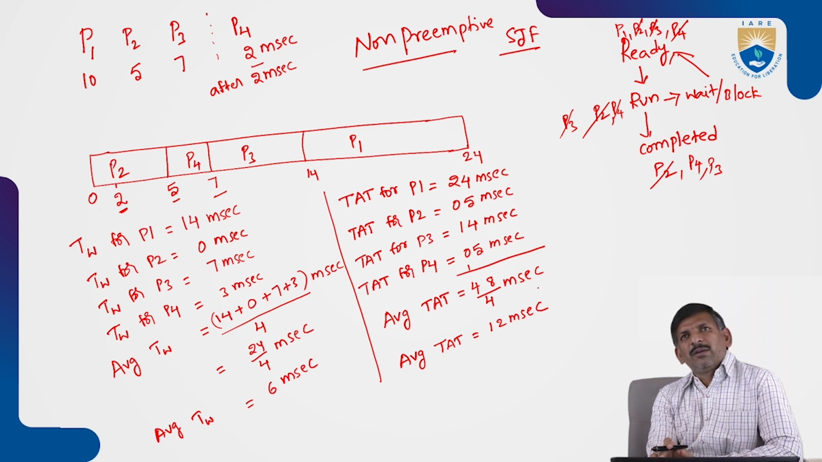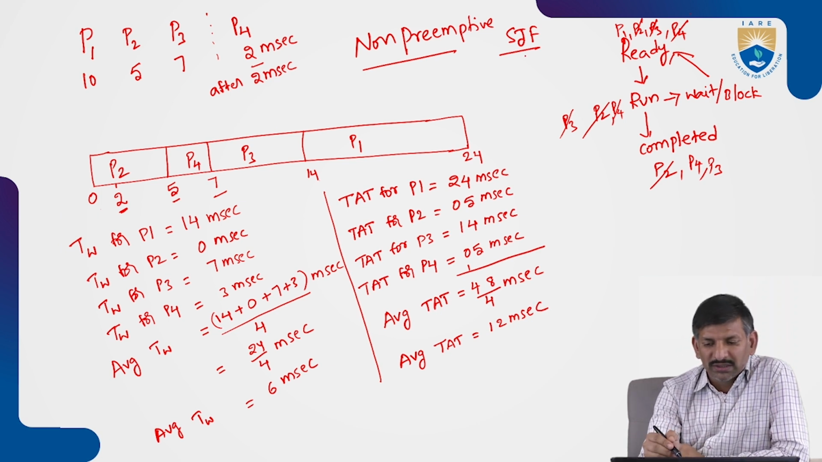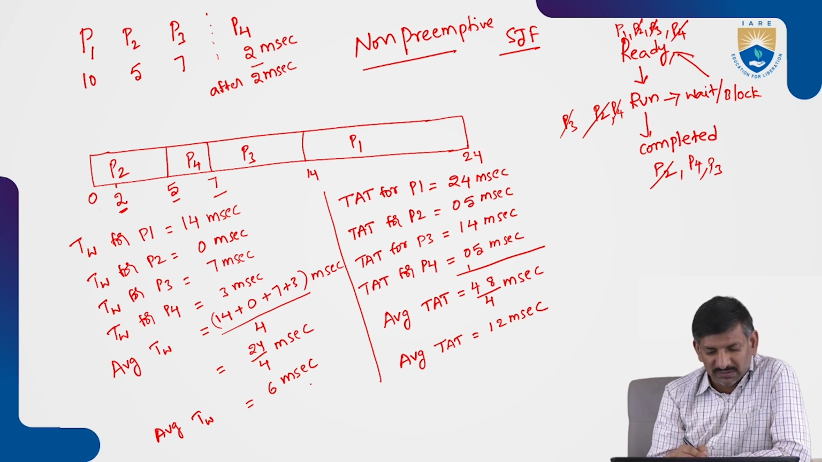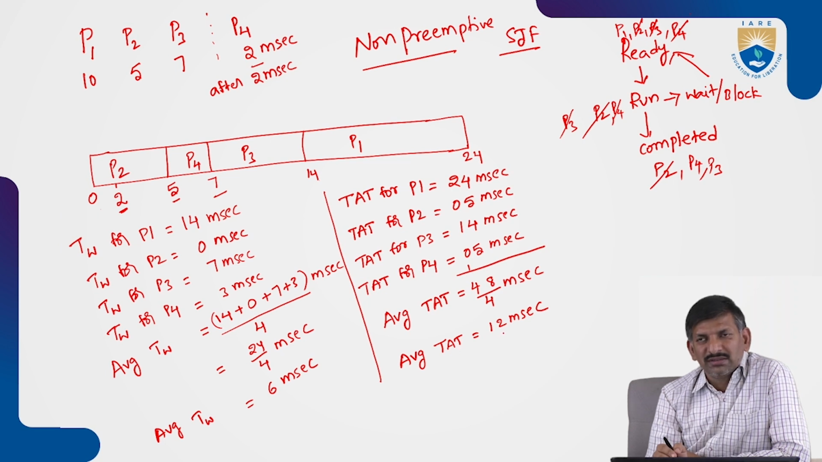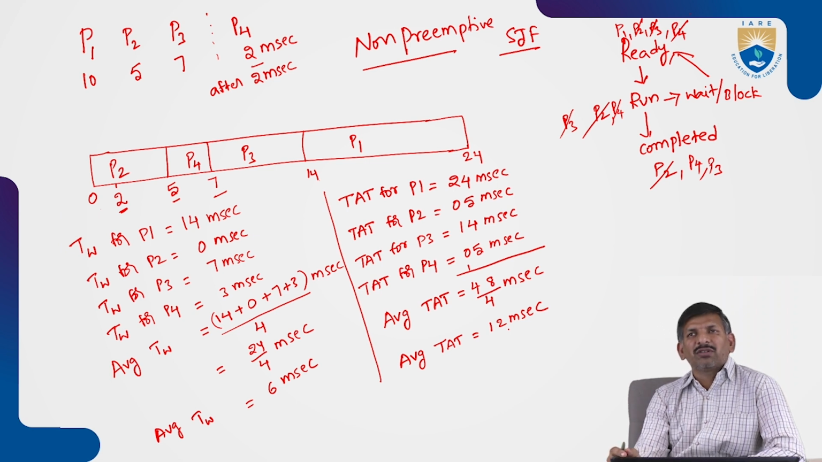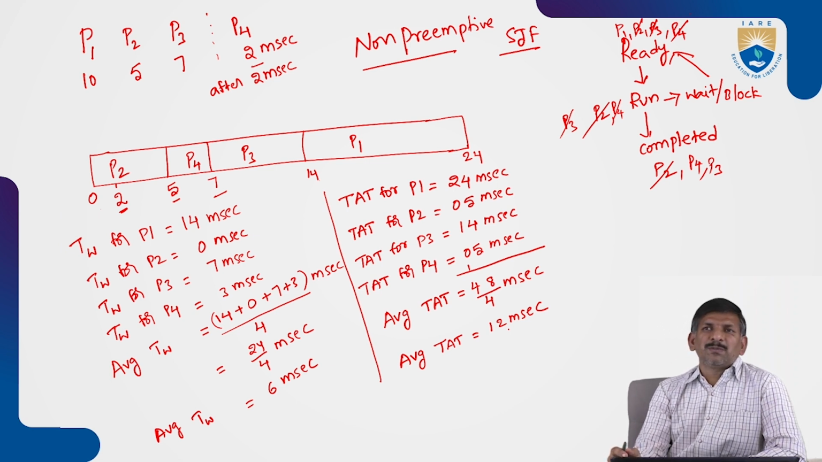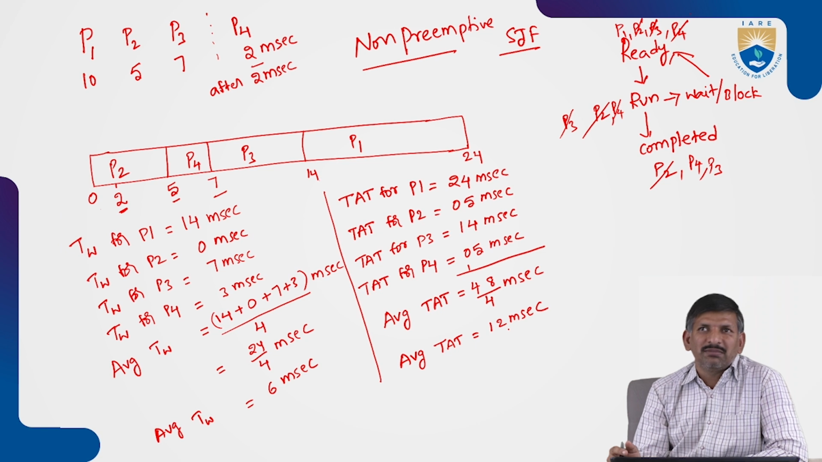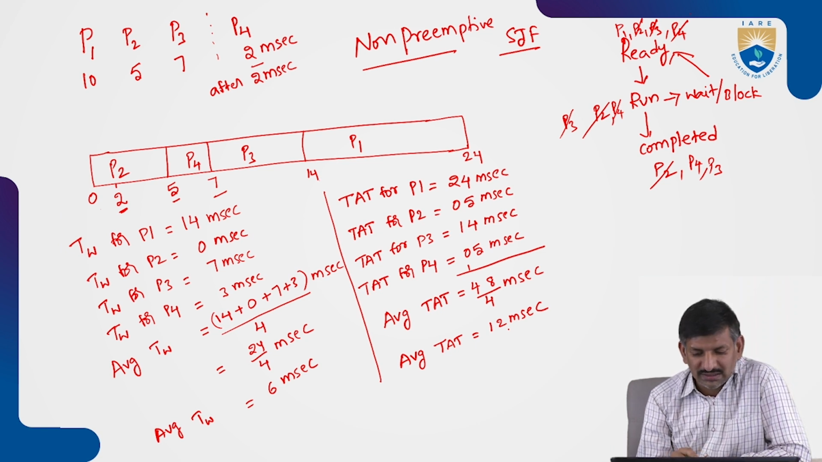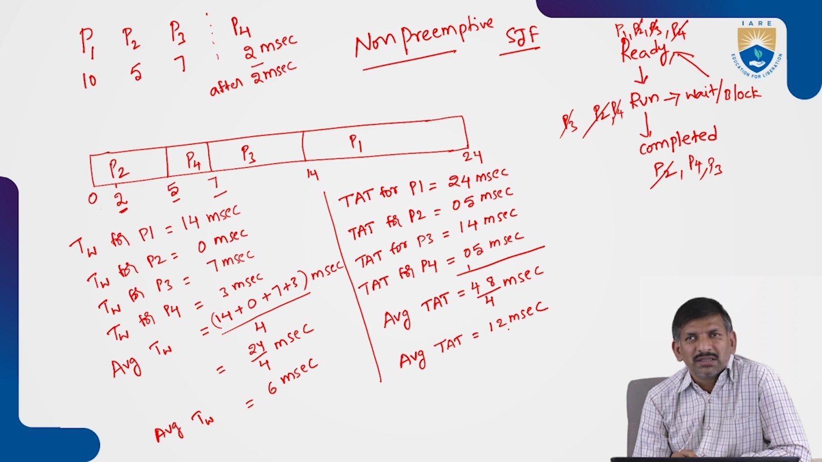So for this requirement, if you are using this scheduling algorithm, the average waiting time for each process is 6 milliseconds. The average turnaround time for each process is 12 milliseconds. So you can compare the different scheduling algorithms for a particular requirement. Whichever scheduling algorithm takes less average waiting time and less average turnaround time is best suitable for that requirement.